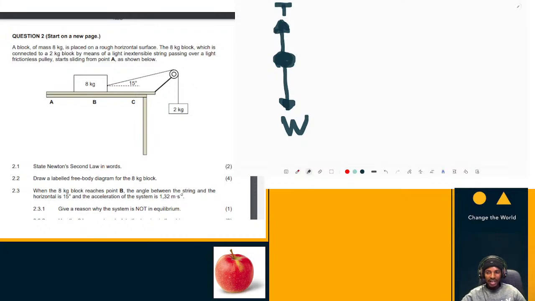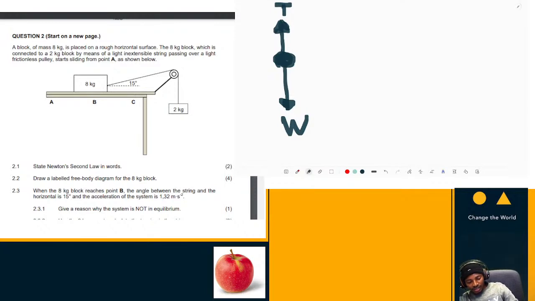And why are we having a weight? Why is the 2 kg block experiencing a weight? It is experiencing a weight force pulling it downward because it is in a gravitational field. Therefore, any mass in a gravitational field will experience a weight force. I hope that is clear.